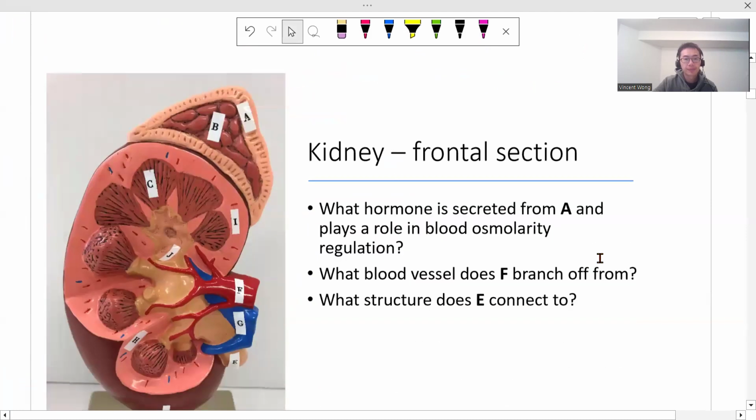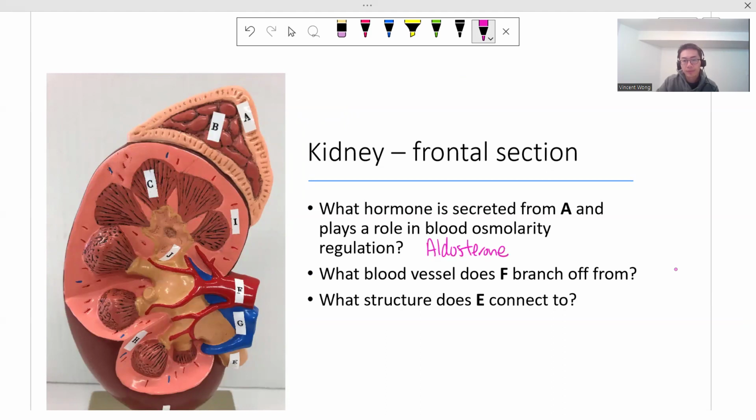Okay, moving on. What hormone is secreted from A and plays a role in osmolarity regulation? I talked about that already. It is the aldosterone. Right, so aldosterone will increase sodium and water absorption from kidney. And then it will increase blood pressure as a result. Increase blood volume and increase blood pressure.